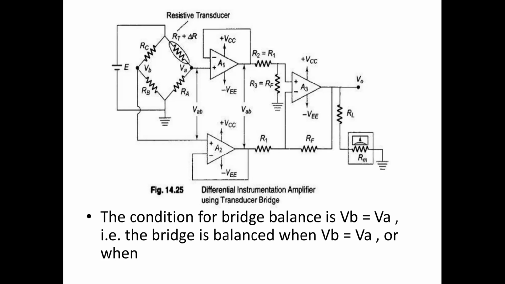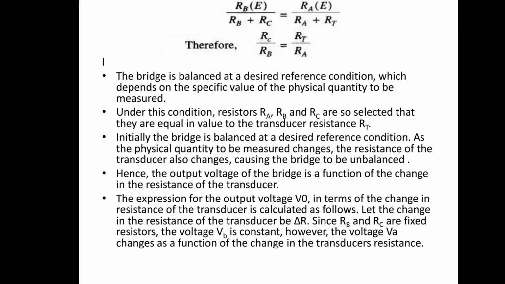We have seen that the bridge is balanced when VA is equal to VB. When the bridge is not balanced, that is, when you change the physical parameter, the bridge becomes unbalanced and the RT, that is the resistance of the transducer, becomes RT plus delta R. We have seen this is the bridge balance equation.